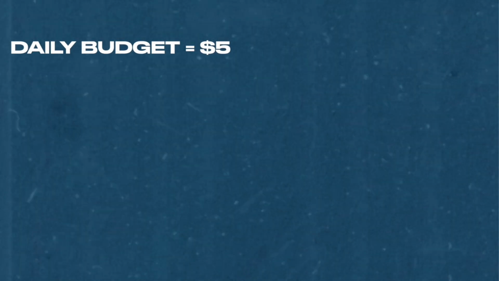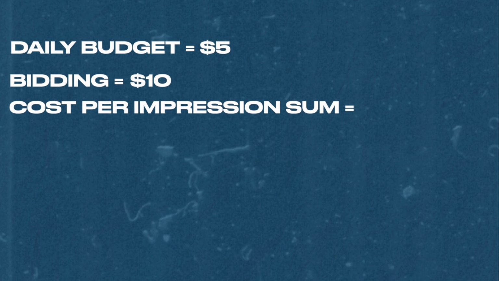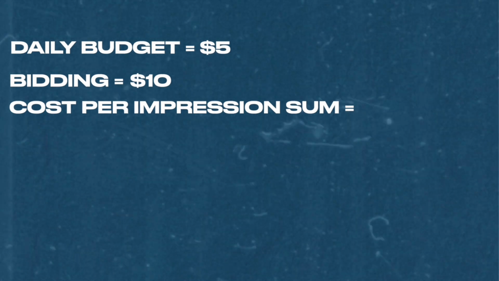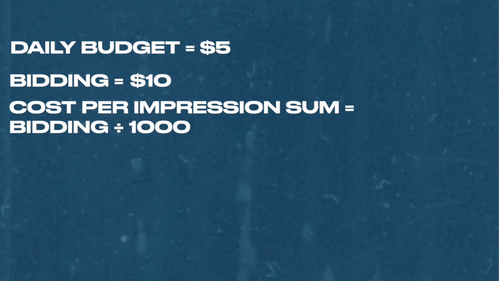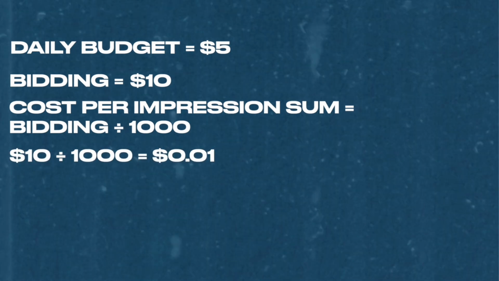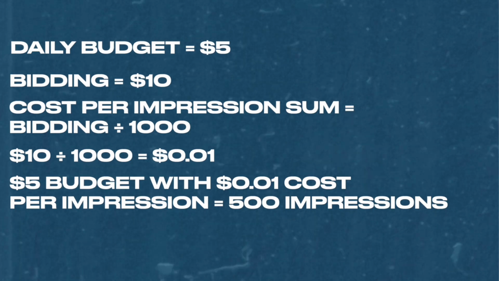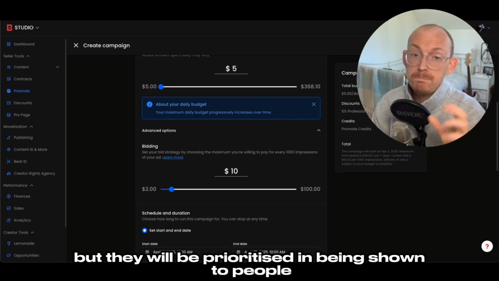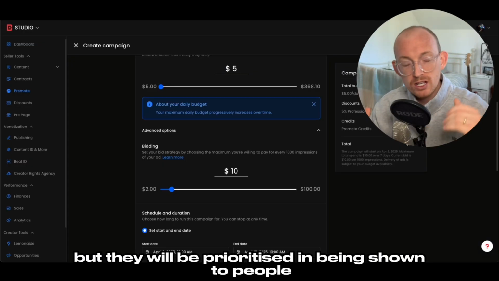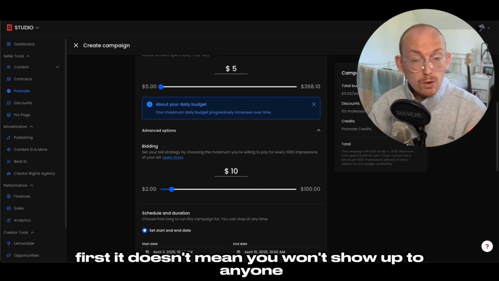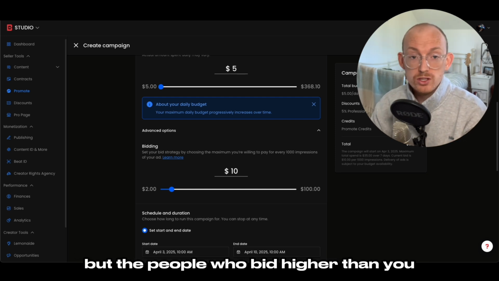So an example, if I set my bidding at $10, to figure out how much I would be paying for each impression, I would divide whatever number I've set for the bidding by 1,000, which would be 1 cent. So I'm paying 1 cent per impression. Someone who bids higher than you will obviously pay more per impression, but they will be prioritized in being shown to people first. It doesn't mean you won't show up to anyone, but the people who bid higher than you will rank higher.